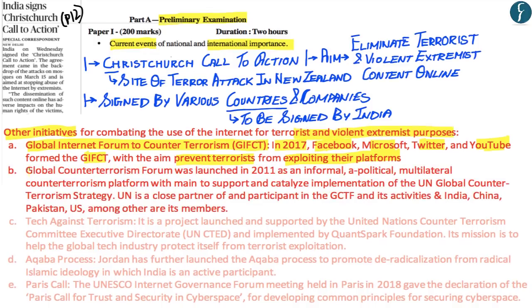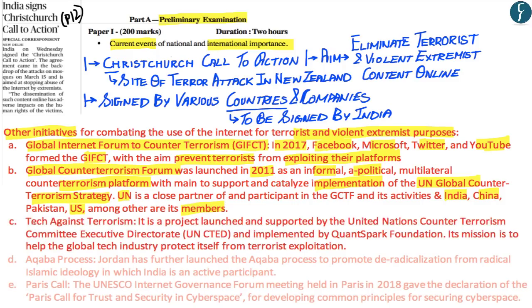The second initiative that you need to know is the Global Counterterrorism Forum. This Global Counterterrorism Forum was launched in 2011 as an informal, apolitical, and multilateral counterterrorism platform. The main aim of the Global Counterterrorism Forum is the implementation of the UN Global Counterterrorism Strategy, whereby the United Nations is a close partner of the forum. And apart from this, India, China, Pakistan, United States, and several other countries are members of the Global Counterterrorism Forum.